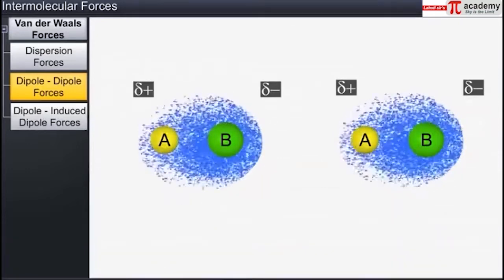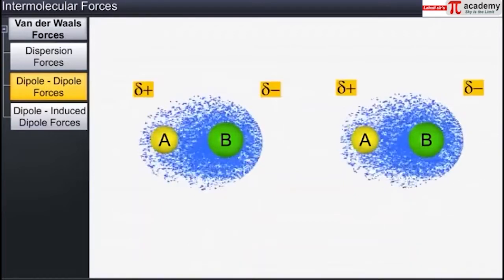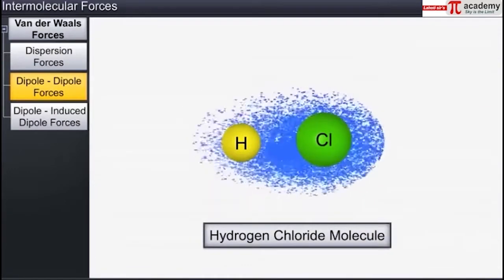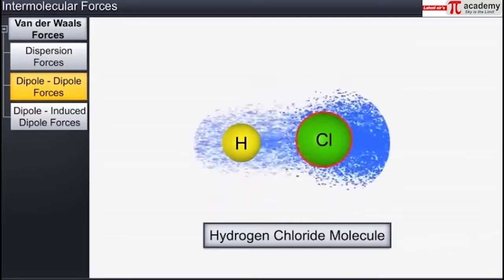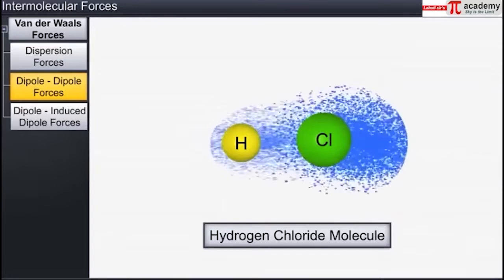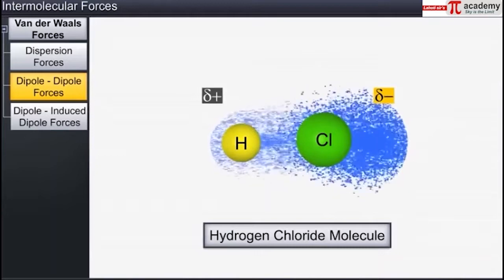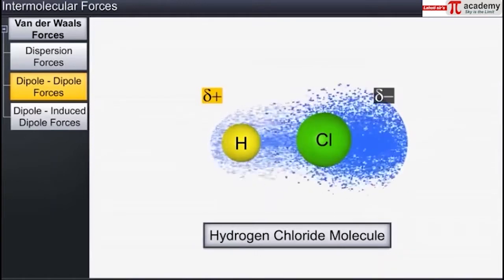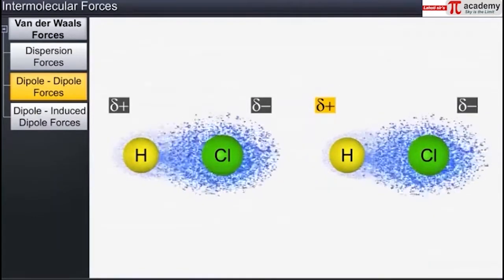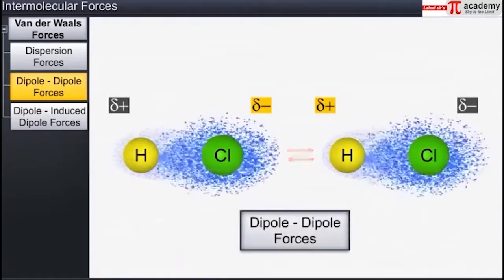The ends of the dipoles in a polar molecule possess partial charges, which are represented by the Greek letter delta. For example, in hydrogen chloride, due to the greater electronegativity of chlorine, it attracts the electron cloud more towards itself, and thus its end has a partial negative charge and the hydrogen end has a partial positive charge. The attraction between the positive end of one polar molecule and the negative end of the other polar molecule forms the dipole-dipole forces.